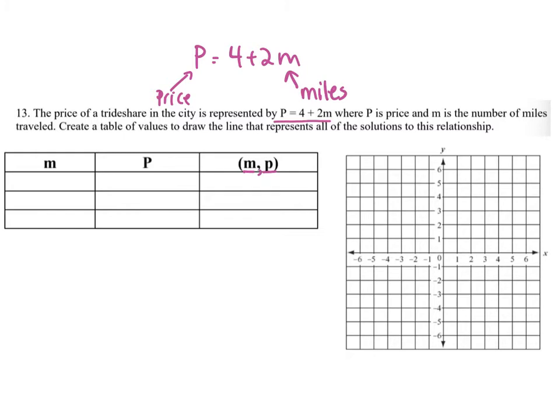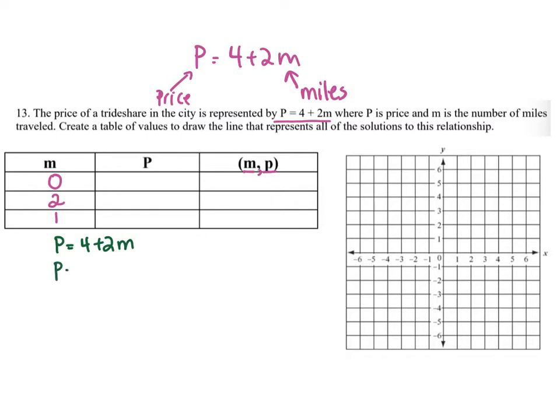Typically, I plug in a 0. In this case, because miles cannot be negative, I am only going to stay with positive m's. So I might use a 2. And I might use, let's use a 1. So I'm going to plug those into my original equation. And my original equation is 4 plus 2m.